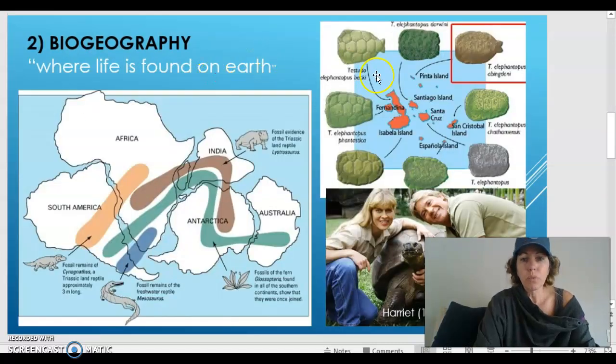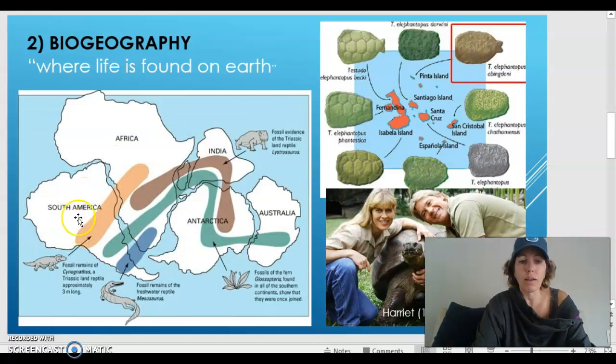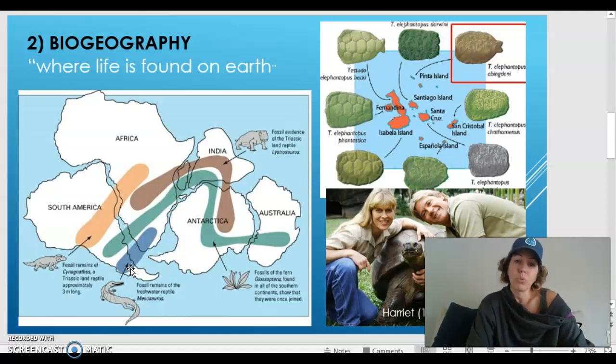Number two is when we look at evidence, we want to look at where these organisms were found. So, over here you have South America and Africa. There's a specific fossil that was found on both of these continents. You also have another fossil over here, a freshwater reptile, that was found on both continents. So we can then use the fossils to deduce that these continents were at one time one. And that's where our idea of Pangea comes into place.